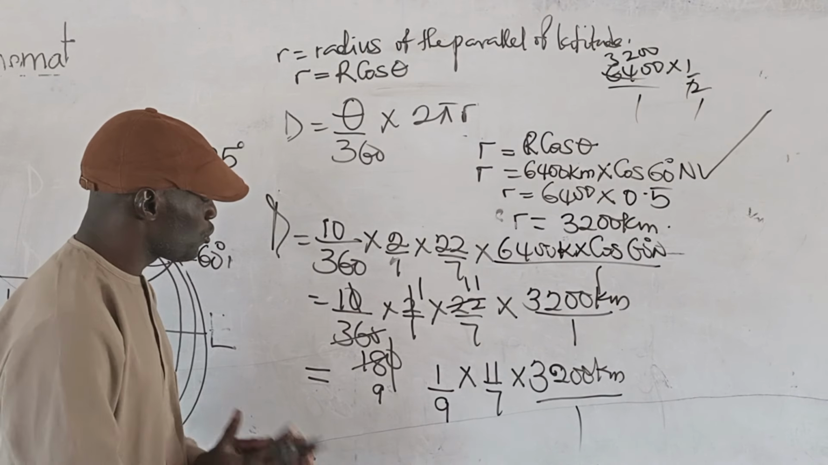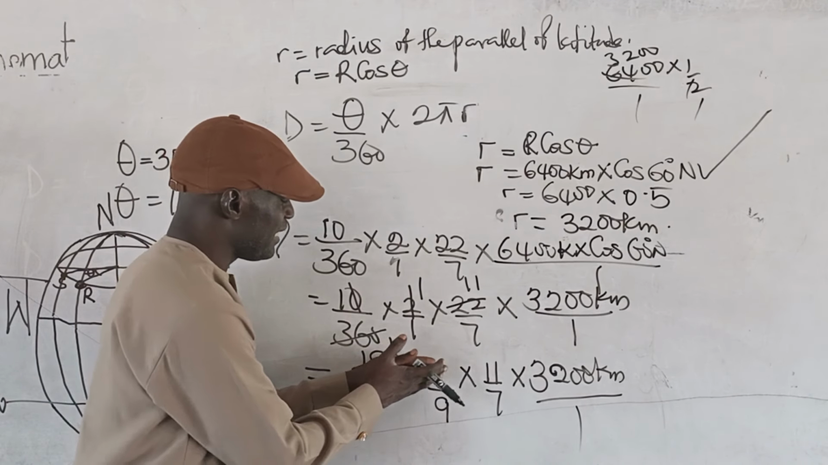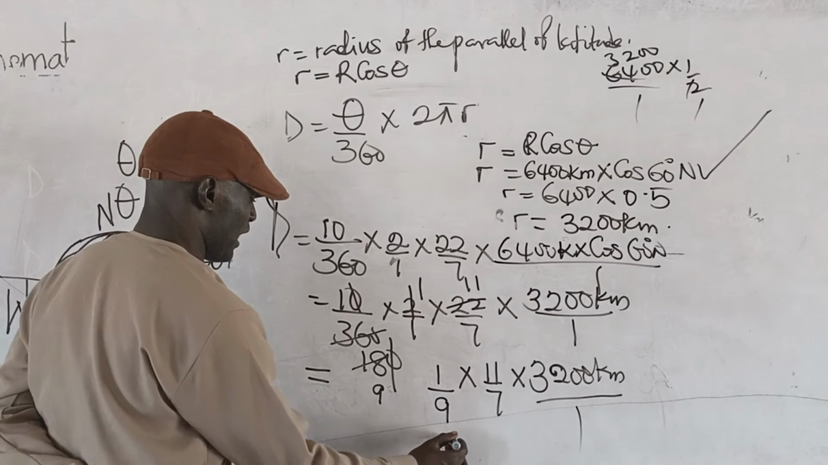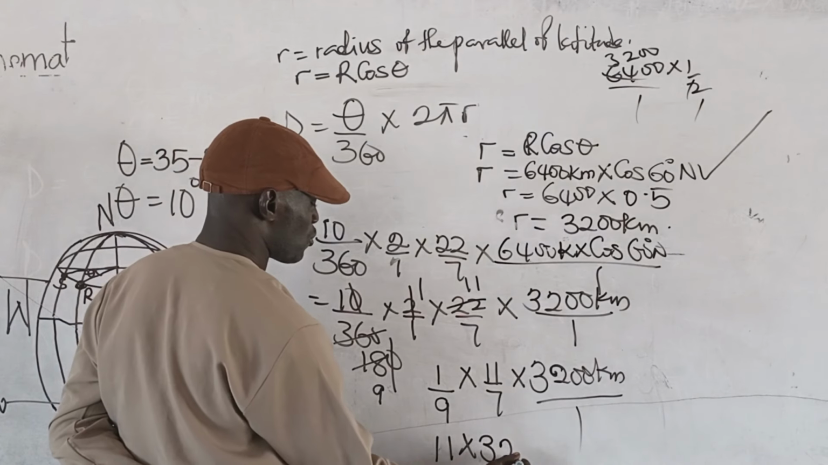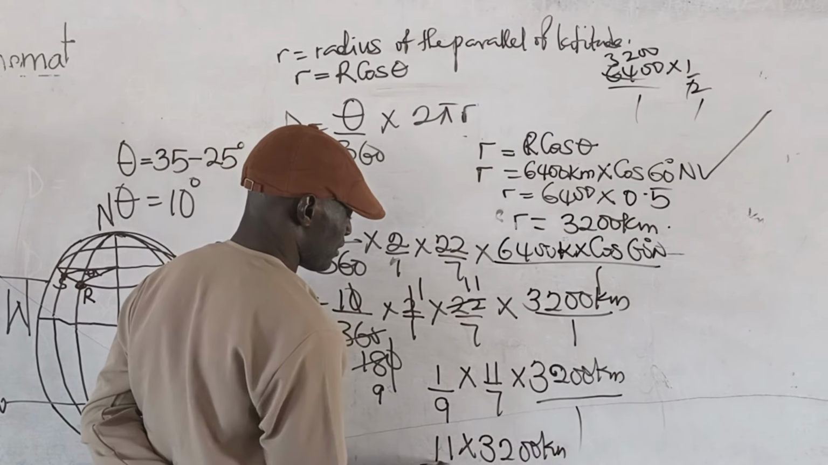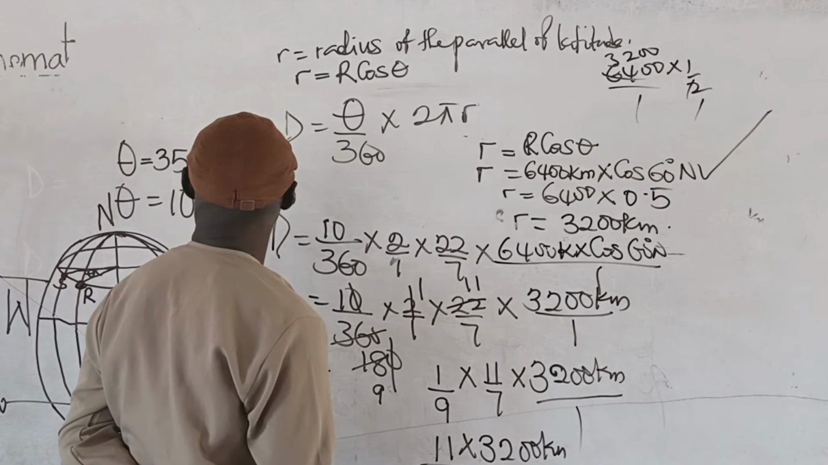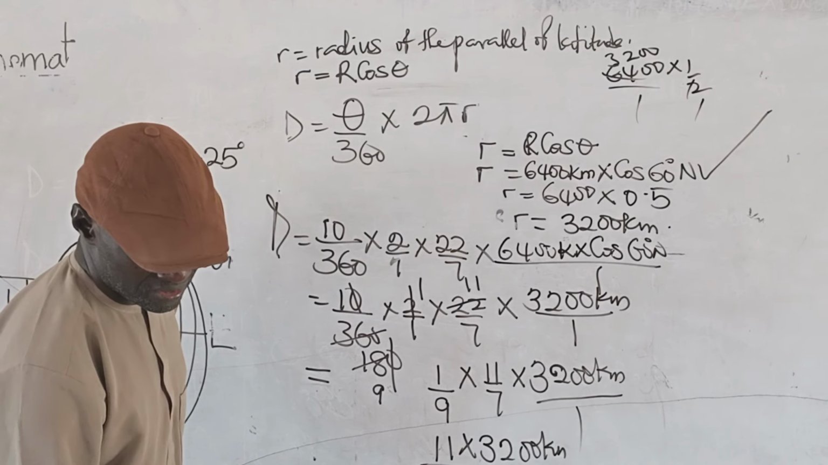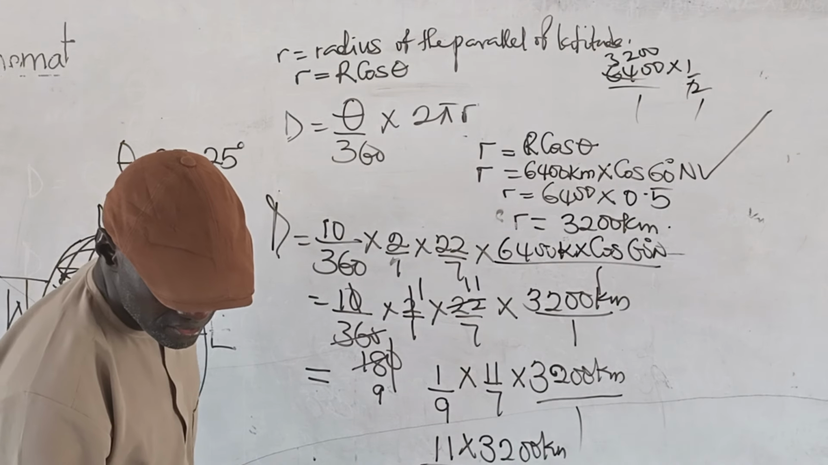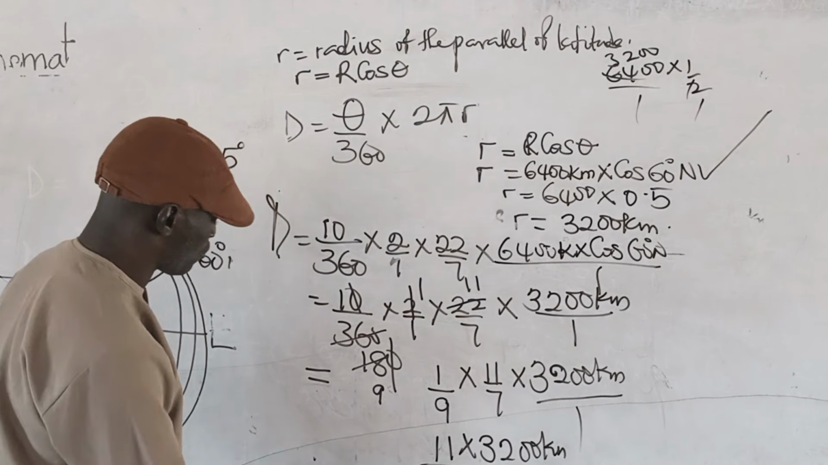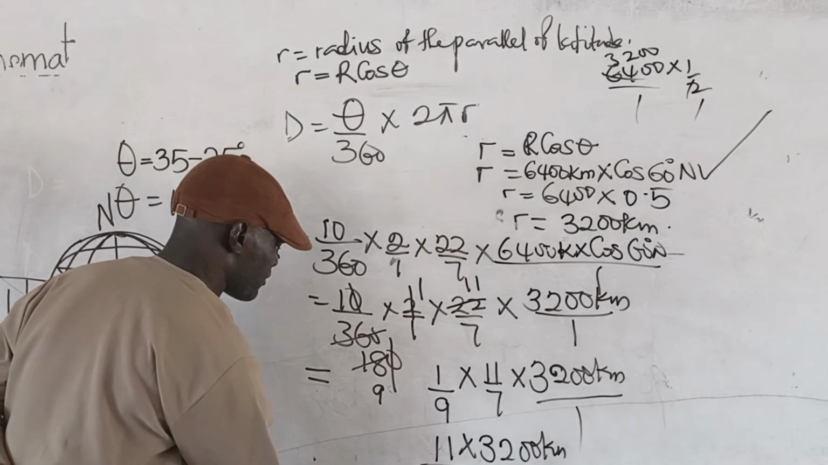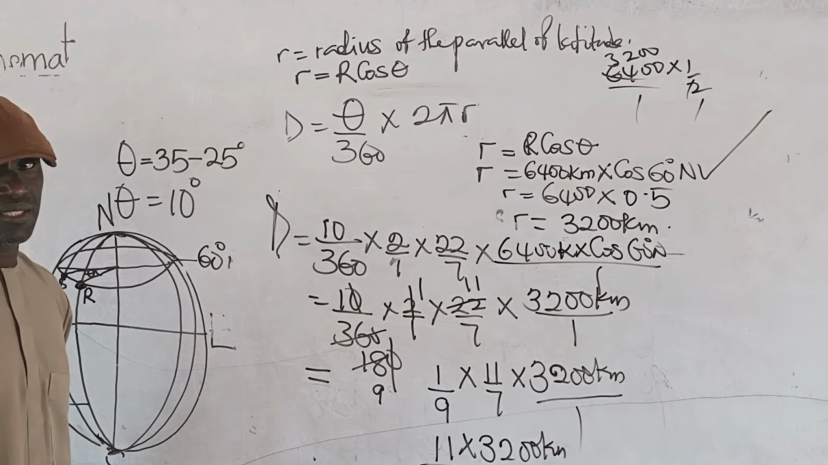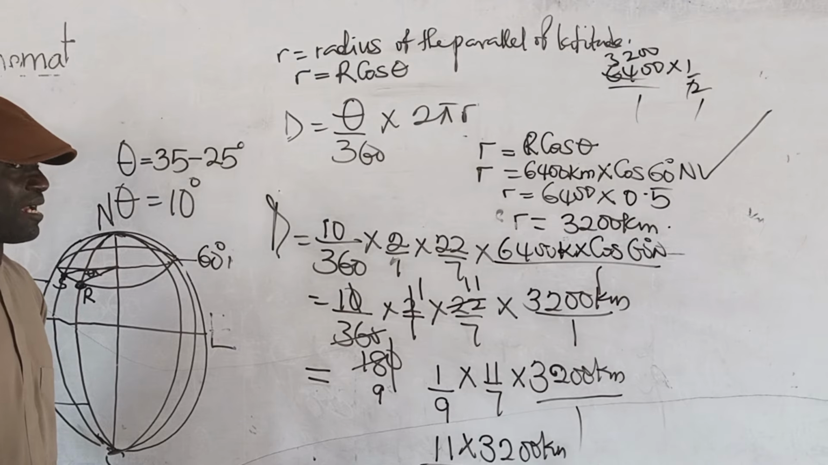So what to do is to just multiply 11 times 3,200 divided by 63. So 11 times 3,200 kilometers divided by 63. What we are going to have as the final result here, we are going to have 3,352 kilometers. So that will be the final result for this. That is the end of example 3.